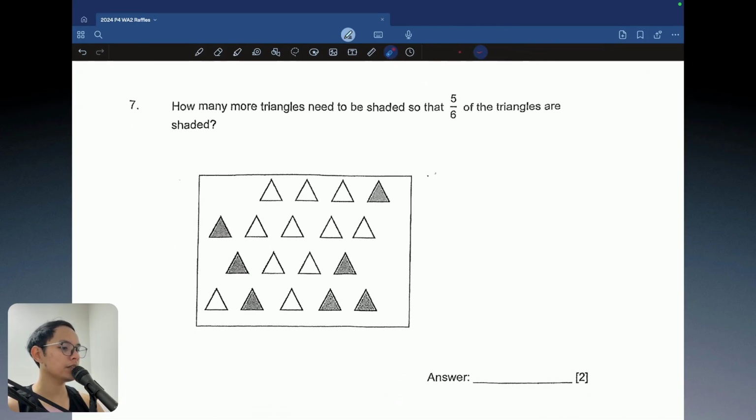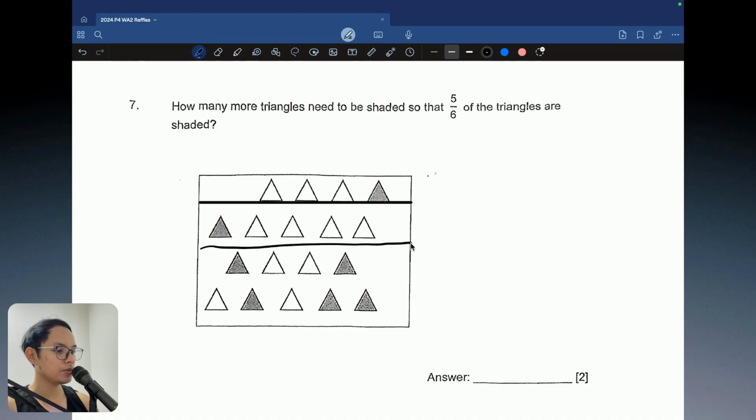Okay. It says here, how many triangles need to be shaded to be 5/6 of the triangles that are shaded? All right, so we're gonna calculate how many triangles. Okay, so let's calculate. So I'm just gonna make this a bit easier to group them. So you have 1 row, 2 rows, 3 rows, and 4 rows. Okay, 4 rows of triangles.